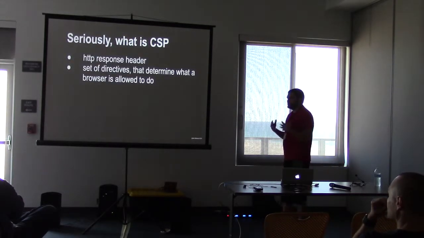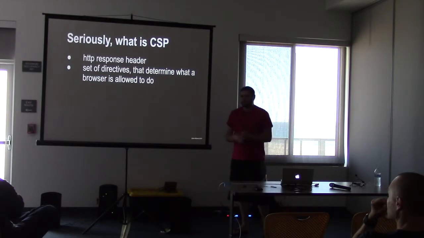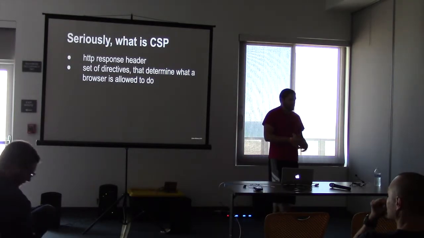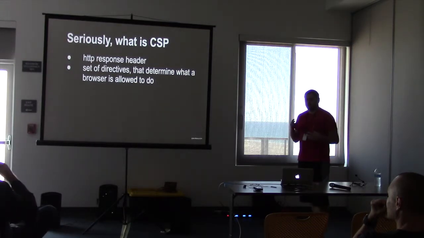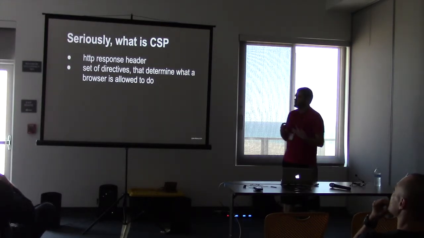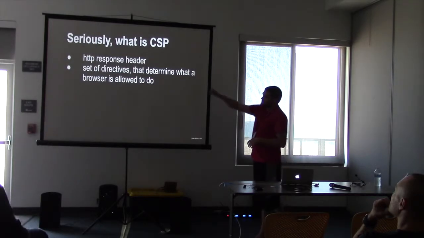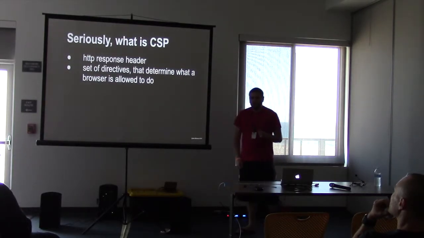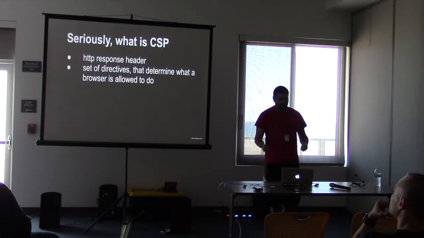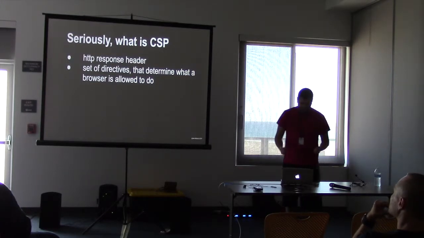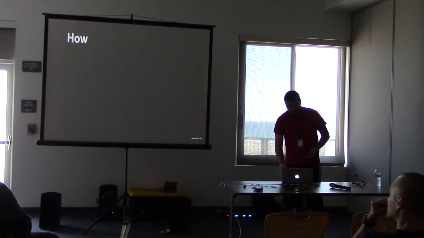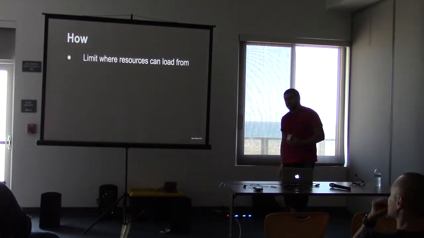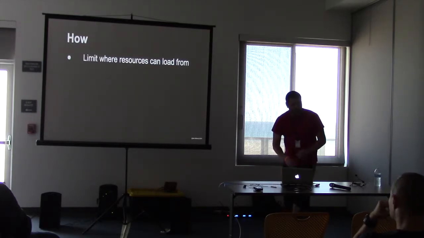So what is CSP actually? CSP is a response header. You make a request, you have some headers there, you get a response. These headers allow you to change the behavior of the browser itself. So by setting a set of directives, you are telling the browser what it is allowed to do and what it is not allowed to do. That is the most important thing to understand. But how does it accomplish these things? Limit where your resources are loaded from. Remember, we whitelisted self. We whitelisted our CDN. We don't want to whitelist the internet.